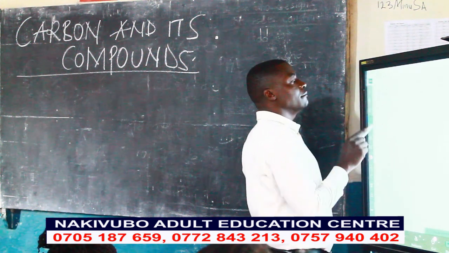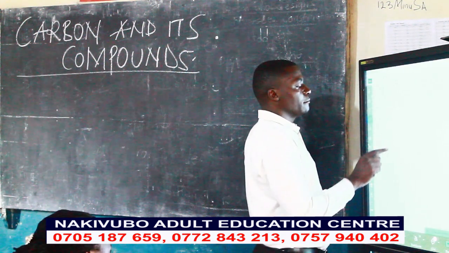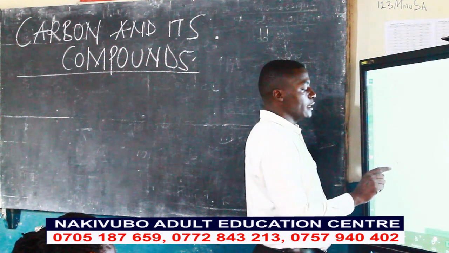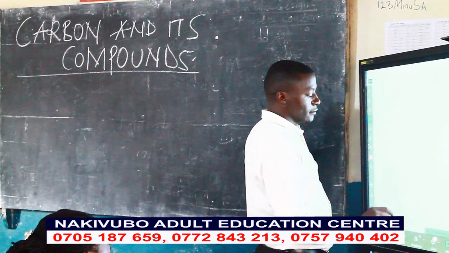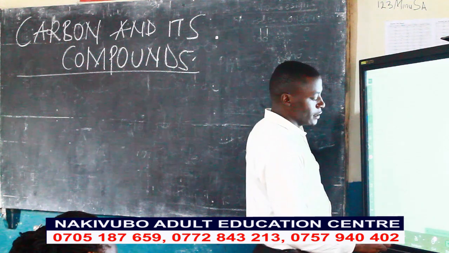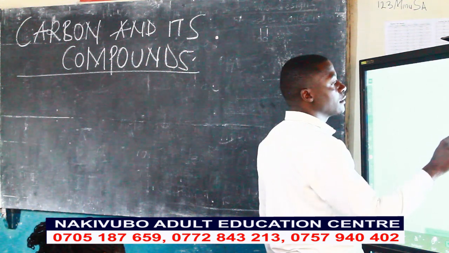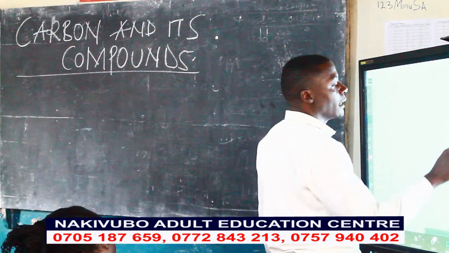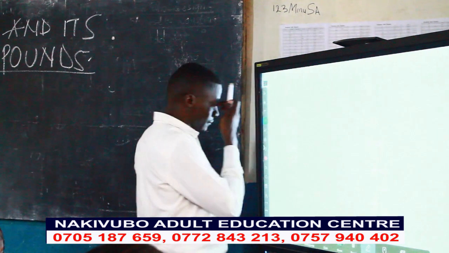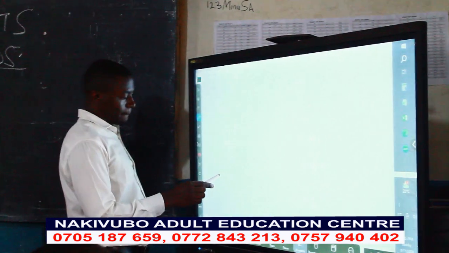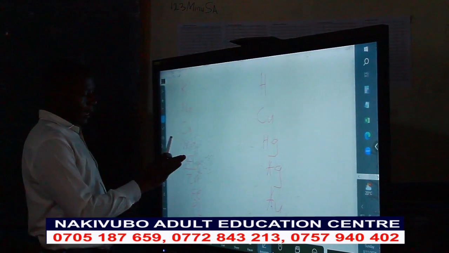We have our potassium, sodium, calcium, magnesium, aluminium, zinc, iron. I'm having lead here, hydrogen. What else? Copper, mercury, silver, and gold. I want to fix carbon somewhere around here, in between aluminium and zinc.